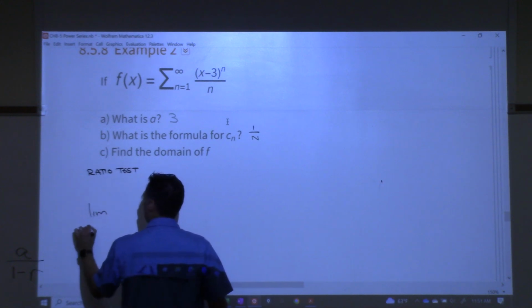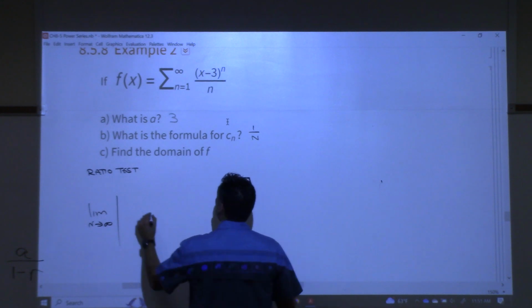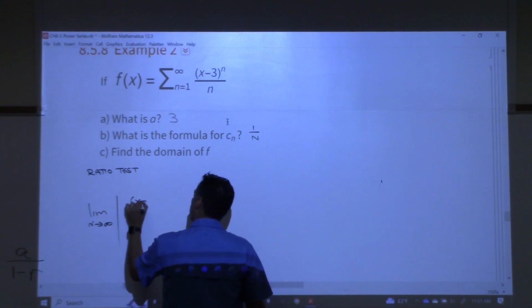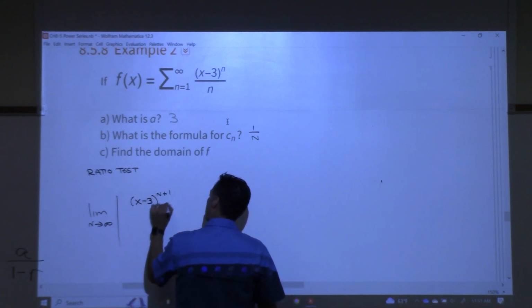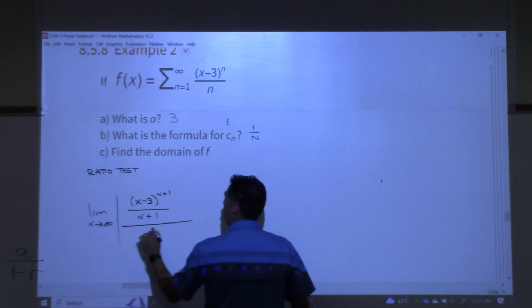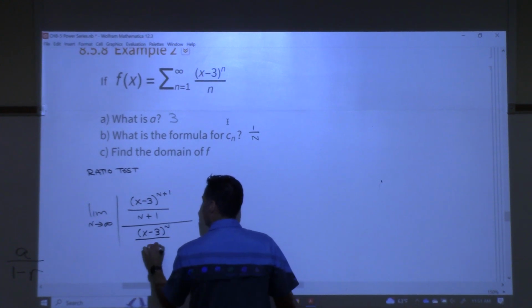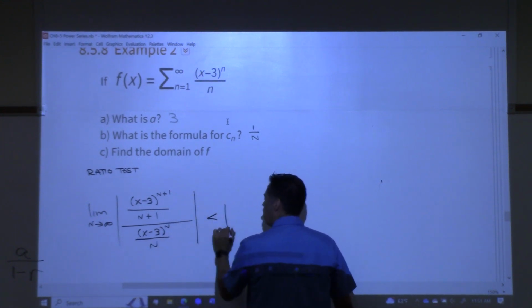Limit, n goes to infinity, absolute value. Okay, I'm going to replace all my n's with n plus 1, and then divide that by replacing nothing, just leaving it the way it appears. And I want that to be less than 1, right?